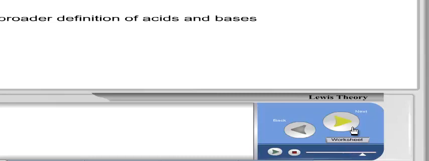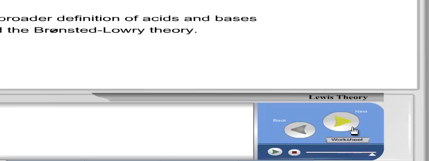Summary: a Lewis acid is a substance that can accept a pair of electrons. It is an electron pair acceptor. A Lewis base is a substance that can donate a pair of electrons. It is an electron pair donor. The Lewis theory provides a broader definition of acids and bases than the Arrhenius theory and the Bronsted-Lowry theory.